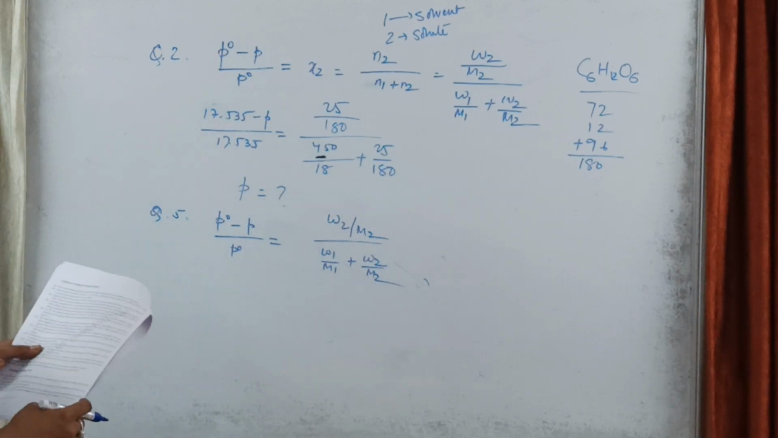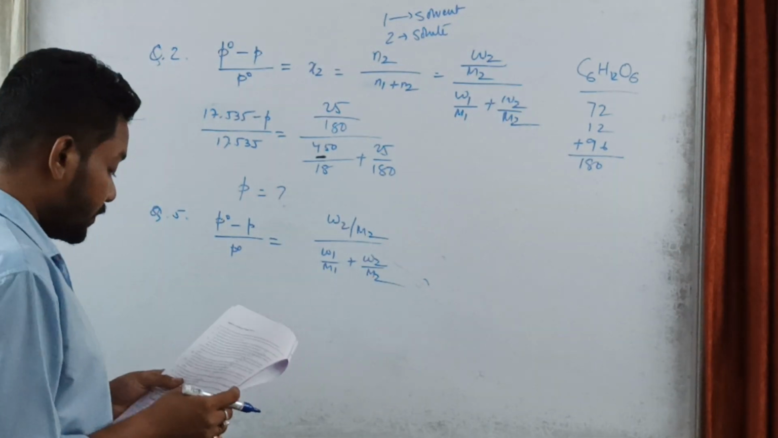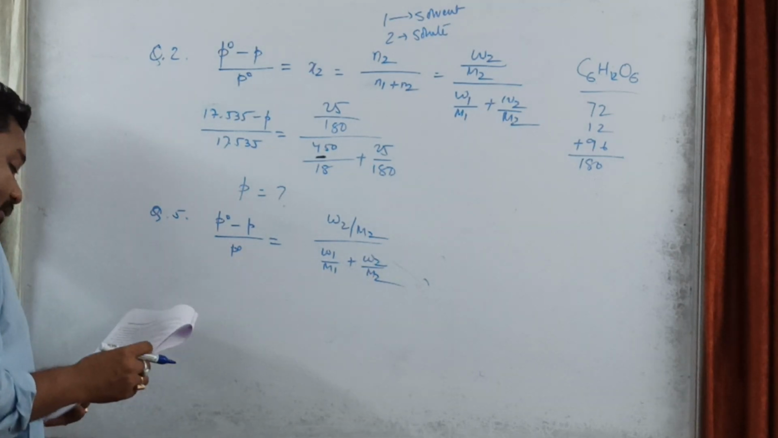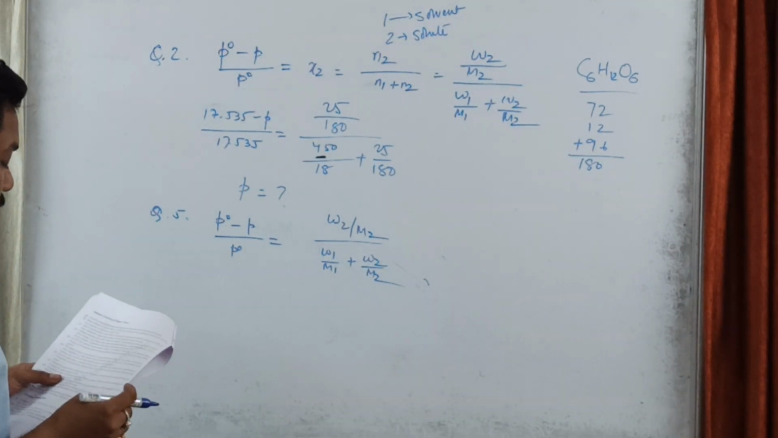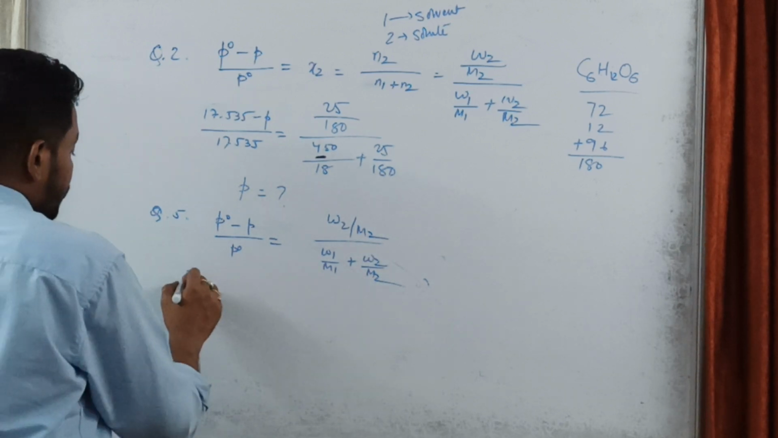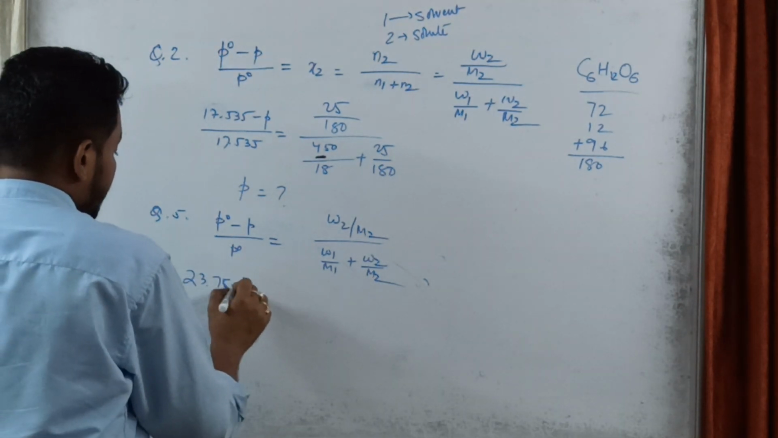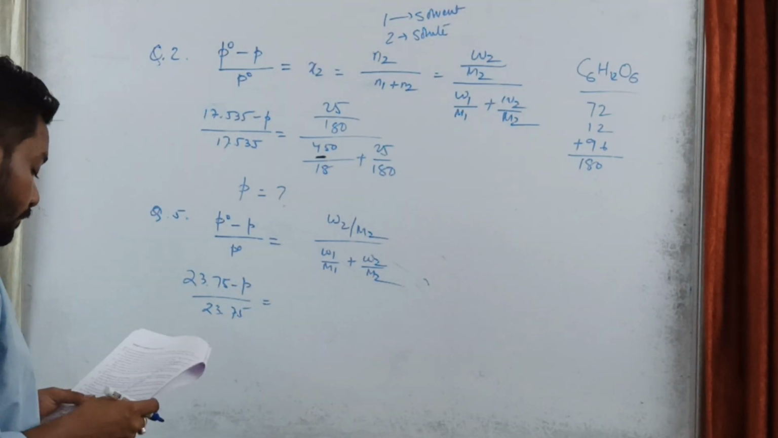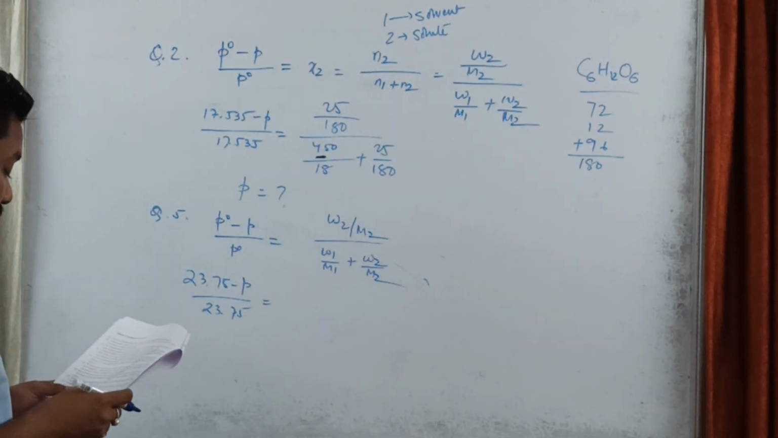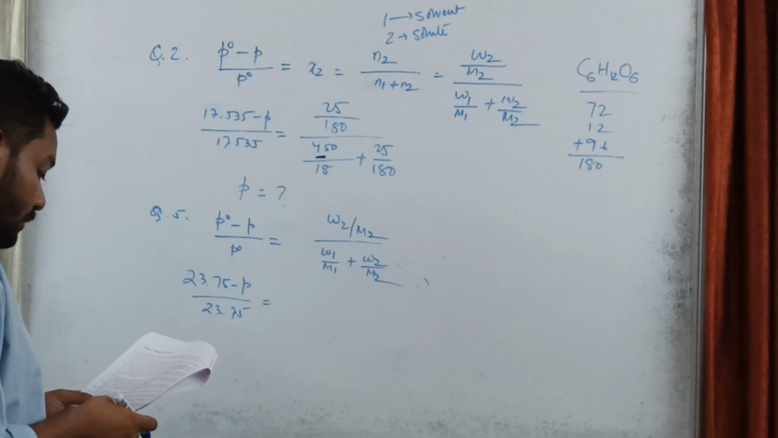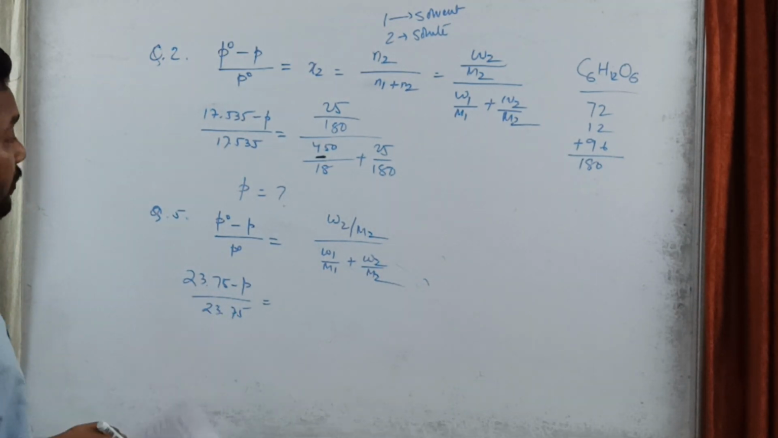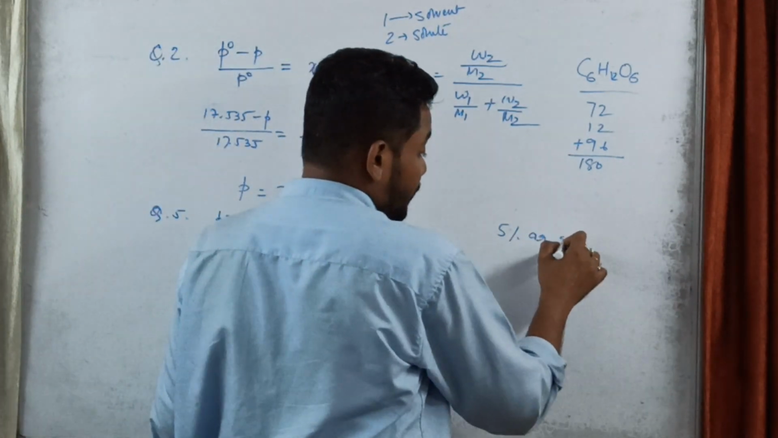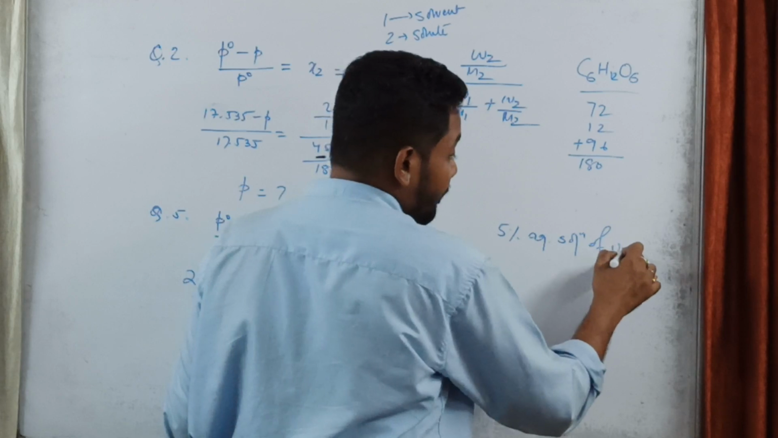Now in your question number 5, the vapor pressure of the water is given, that is 3.165 kilopascal. You can also use millimeter of mercury, they have said 23.75, so you write down 23.75 minus P by 23.75. Now W2, what is the W2? W2 means the mass of the solute. Now it is given a 5% aqueous solution of urea. From that you need to calculate. 5% aqueous is very important.